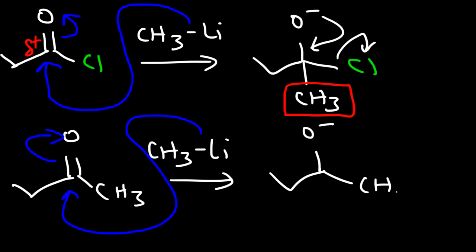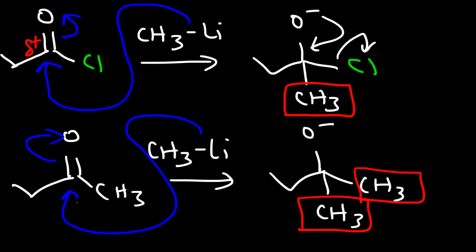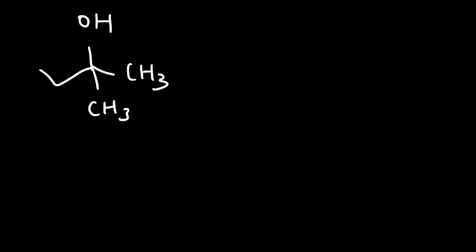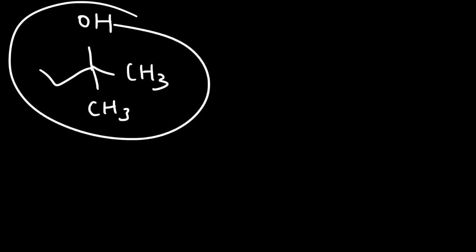So now we've added a total of 2 R groups, as you can see here. Now the last step is basically to add H3O+. So we need to acidify the solution. And so this is going to give us a tertiary alcohol that looks like this. And so that's how we can react the organolithium reagent with carbonyl compounds.